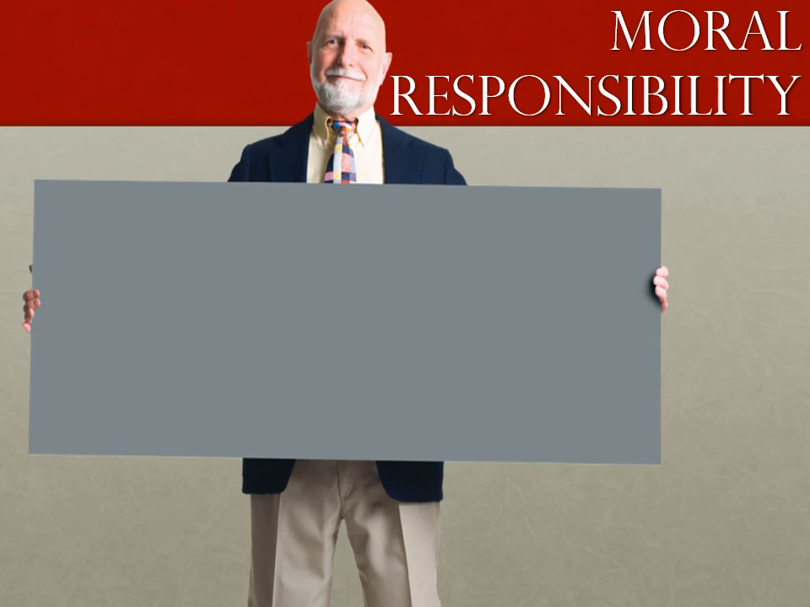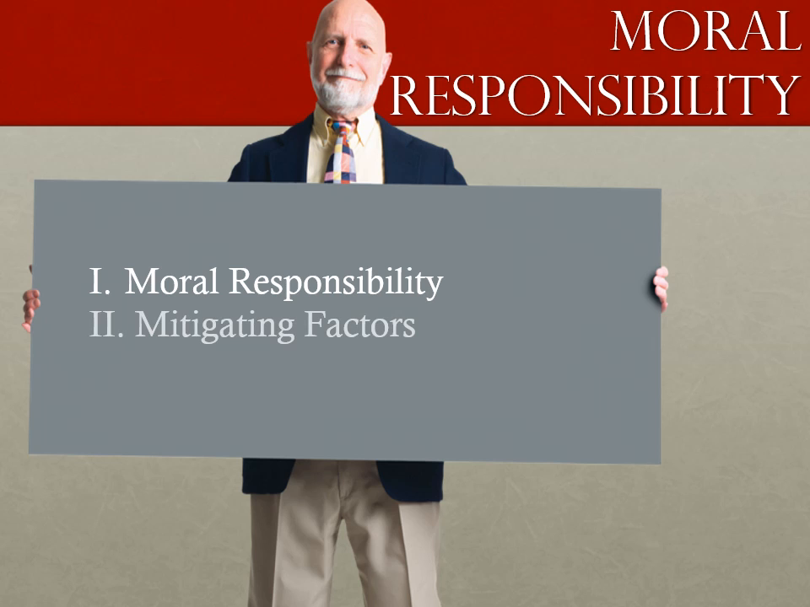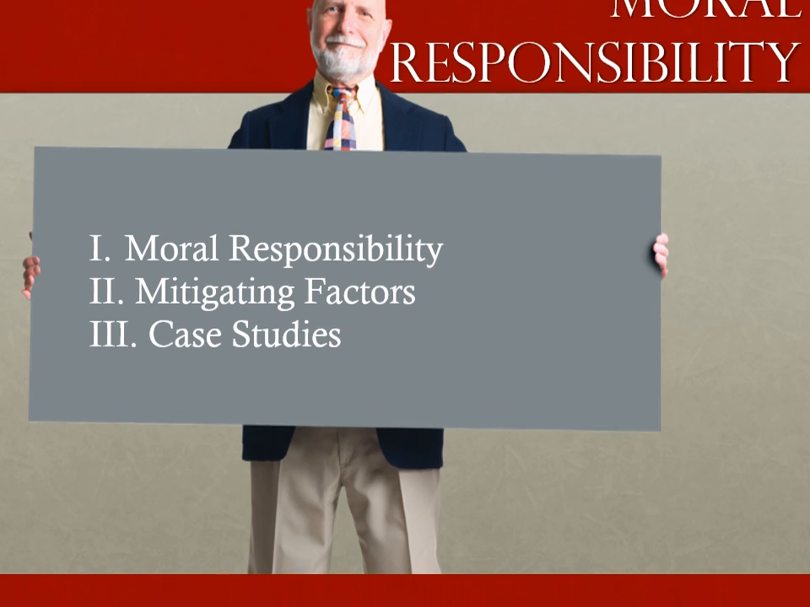The first thing we're going to do then is talk about elements of moral responsibility. Anytime a person or individual has moral responsibility, there are three criteria that must be met. We move on then to talk about mitigating factors. These are conditions of a situation that make someone's moral responsibility somewhat less. And finally, we'll apply these concepts through a brief introduction of the case studies for this week.